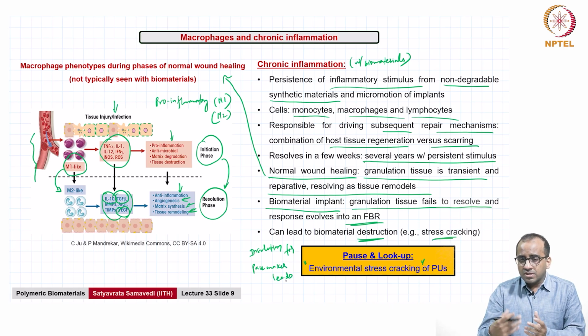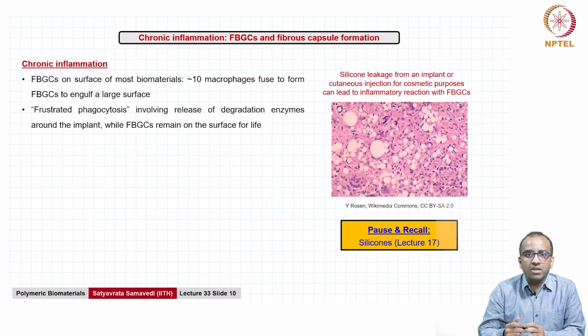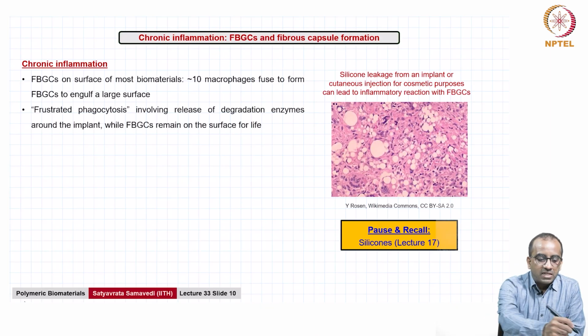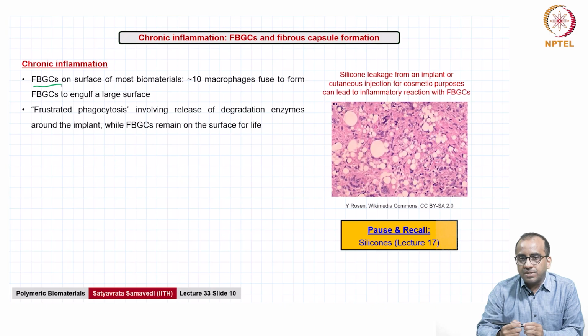Polyurethane is particularly problematic because of its linkages. It can undergo oxidative degradation, especially in the presence of foreign body giant cells, leading to environmental stress cracking. Once cracks and pits form, they cause more and more pits, eventually exposing the wire itself, which can be severely problematic because it can lead to short circuiting and so on. So these are some things that are important to keep in mind when designing biomaterials. We'll take a closer look at aspects of this chronic inflammation and the foreign body giant cell formation. Essentially, these foreign body giant cells are found on the surface of most biomaterials.